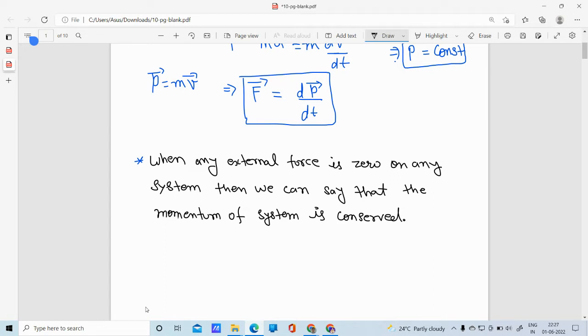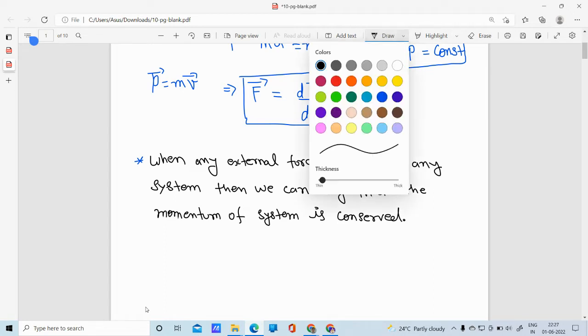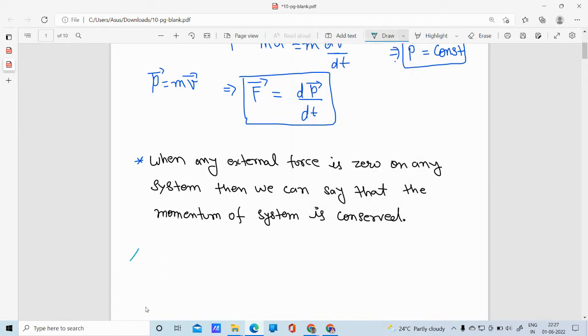So the third law is the law of action and reaction, reaction and anti-reaction.